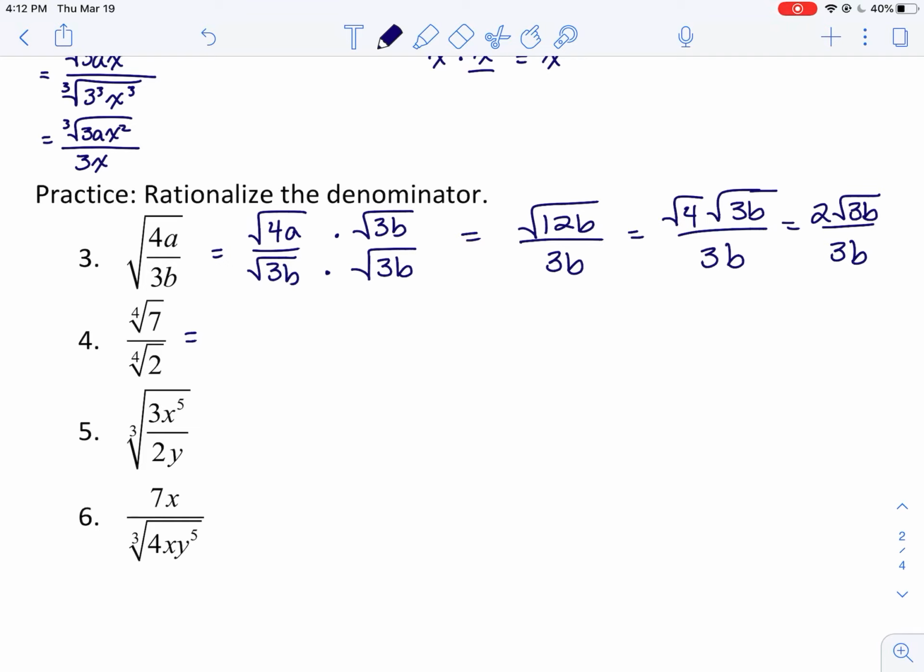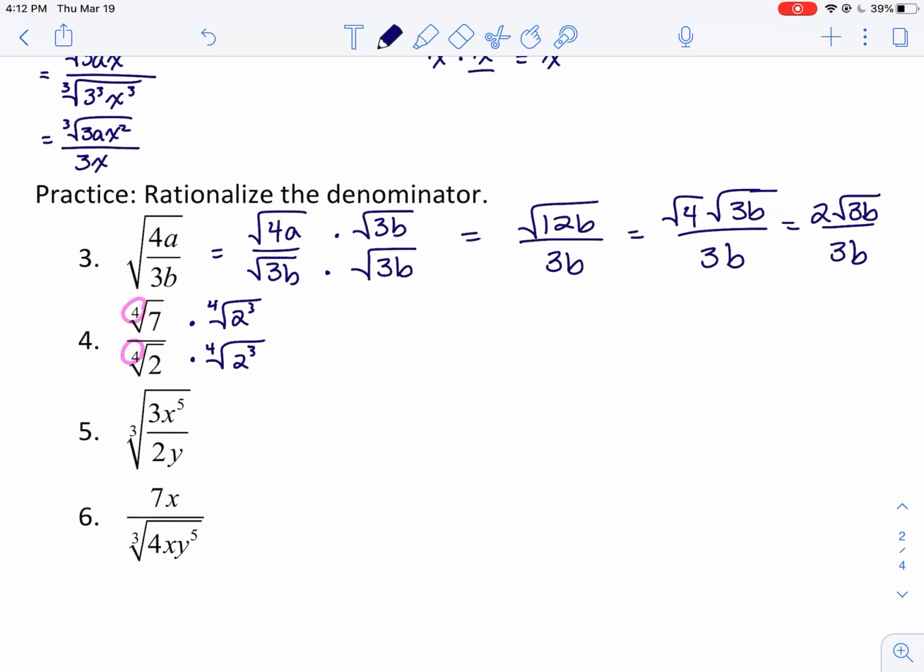Now if I look at example 4, my index for both of these is 4. So I'm going to multiply both of these by the 4th root of 2 to the third power.